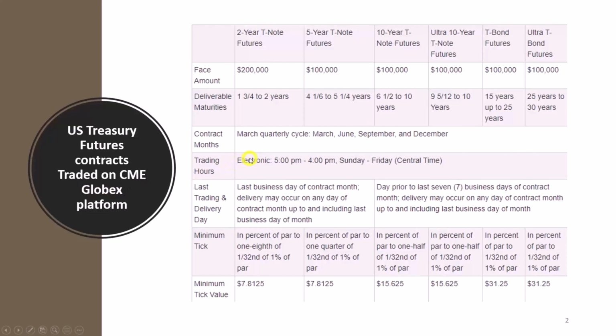It used to take place as well in the open outcry market at the CME in Chicago, but this is now discontinued and all the trading is on Globex. We can see some other details here.